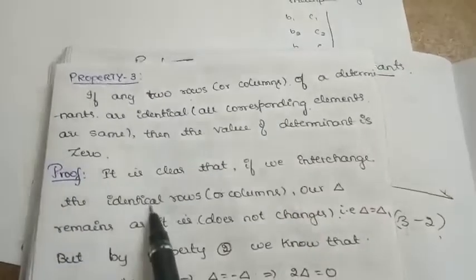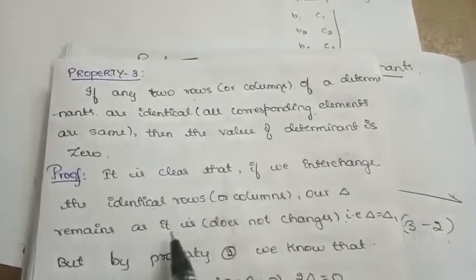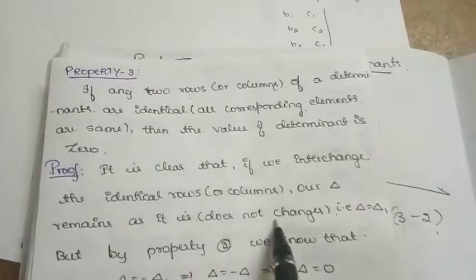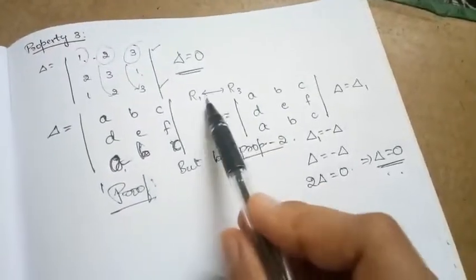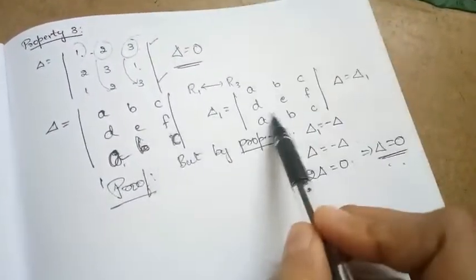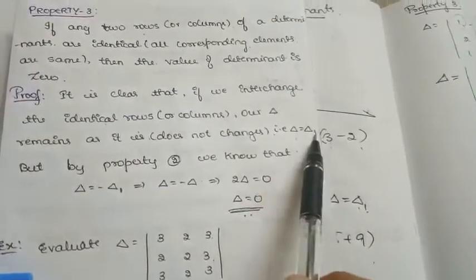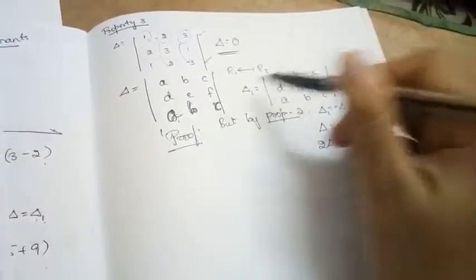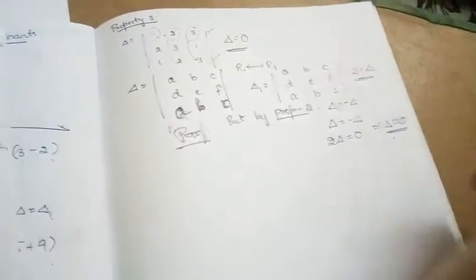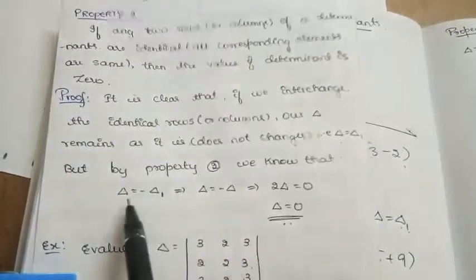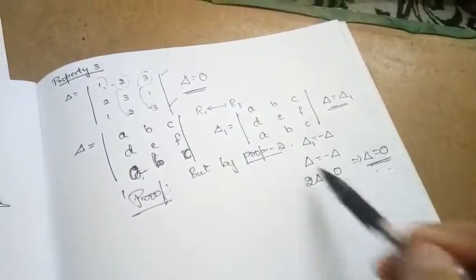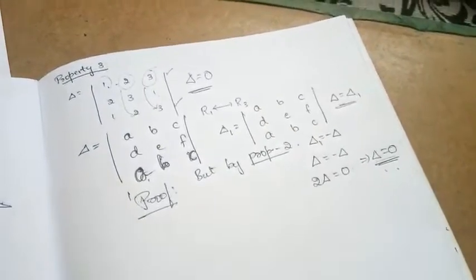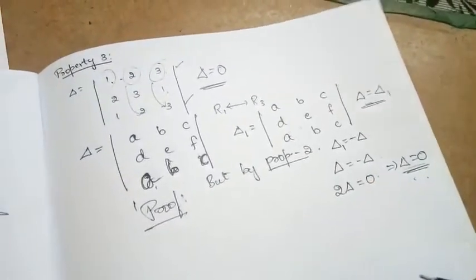In the verbal manner, by interchanging the identical rows, our determinant remains as it is, or it does not change. That is what I have written here: by interchanging any two rows, the determinant remains as it is. So that implies delta is equal to delta 1, because if you compare each and every corresponding element, all are the same. But by property 2, we know that delta is equal to minus delta 1. After doing all the procedure, we get the value of the determinant equal to 0. So this is regarding property 3.